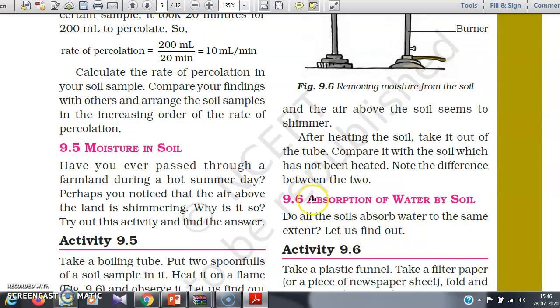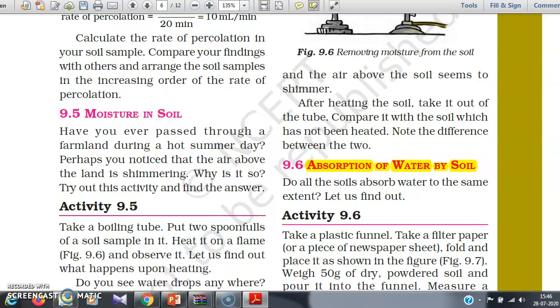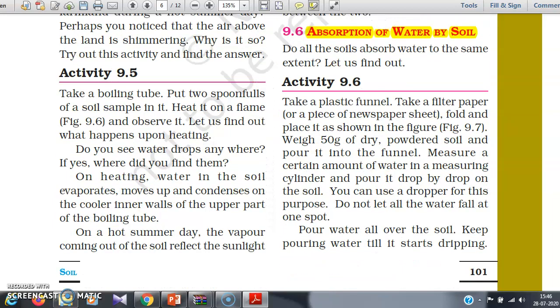Next property of soil, that is absorption of water by the soil. This is a very important property. Do all soils absorb water to the same extent? Let us find out. Take a plastic funnel. Take a filter paper or a piece of newspaper sheet. Fold and place it as shown in figure 9.7. We will see to it. Weigh 50 grams of dry powdered soil and pour it into the funnel.